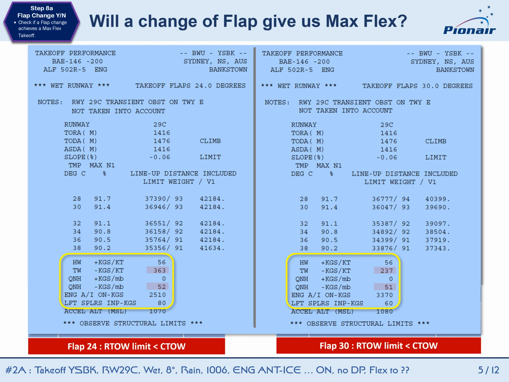In any case today, flap 30 is not going to give us max flex. In fact, it's significantly worse than flap 24. So we're moving ahead with a flap 24 takeoff, but an intermediate flex thrust solution. Let's continue on with step 8A and see how that's done.